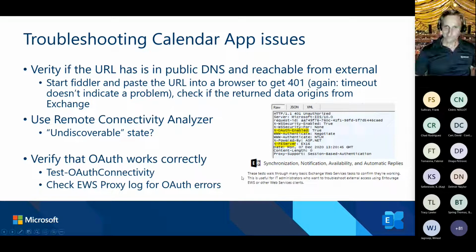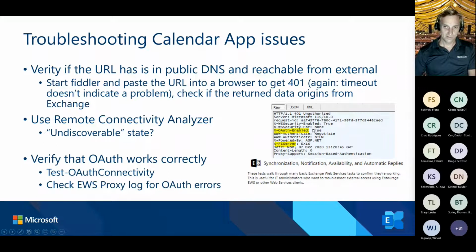But first of all, we can check if the URL that has been provided by the Exchange server for the EWS endpoint is reachable, has public DNS entries, and is reachable from external. You can use a browser to try to access the EWS endpoint.